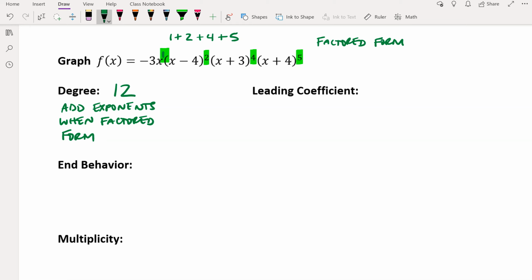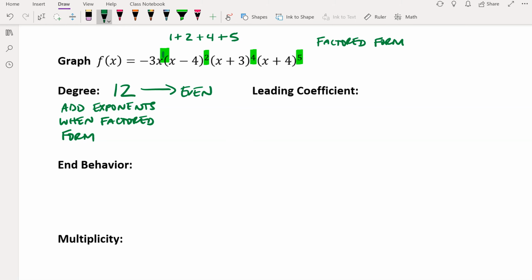And what should we be worried about for degree? Are we checking if the degree is even or odd? Or are we checking if the degree is positive or negative? Go. All right, we should be checking if the degree is even or odd. So let's go ahead and make a note. Is this degree even or odd? 12 is even.